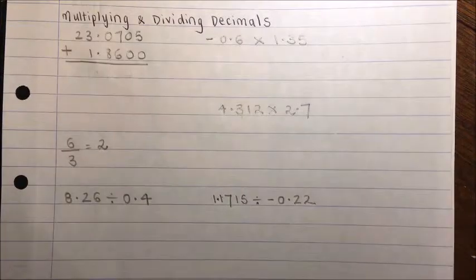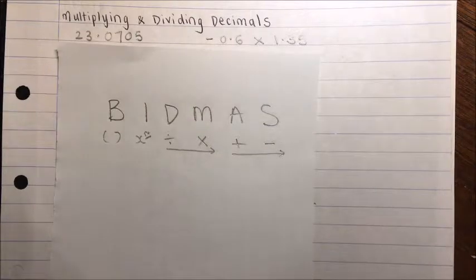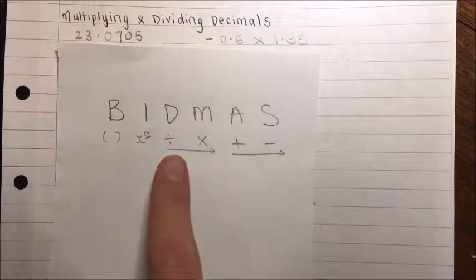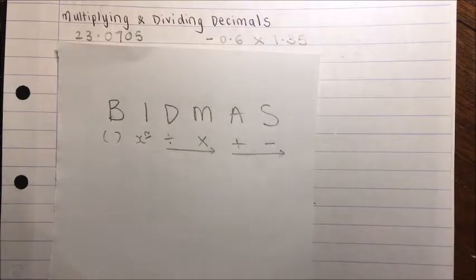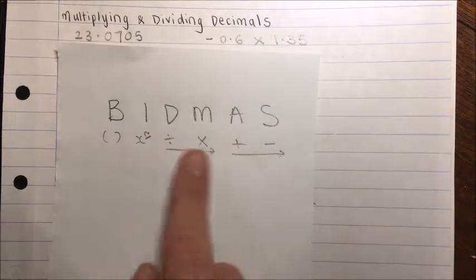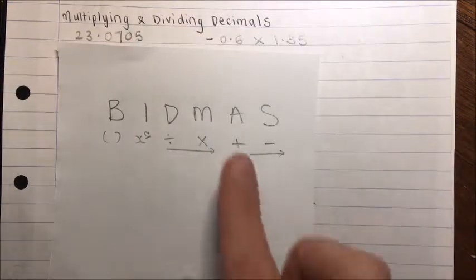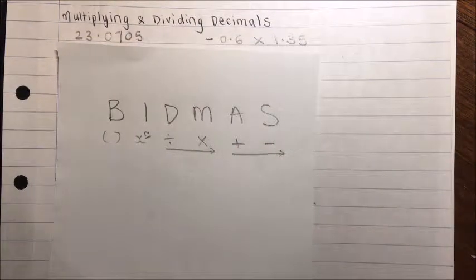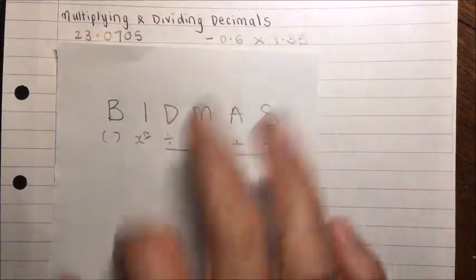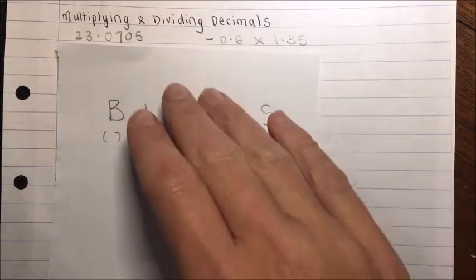Excellent. So integer rules apply, and we also have to give a quick little shout out again to BIDMAS. So first brackets, then indices, then you're looking at division and multiplication, moving left to right. So those two things are equivalent. And addition and subtraction, moving left to right. Those two things are equivalent. But now we're looking at dividing and multiplying decimals.